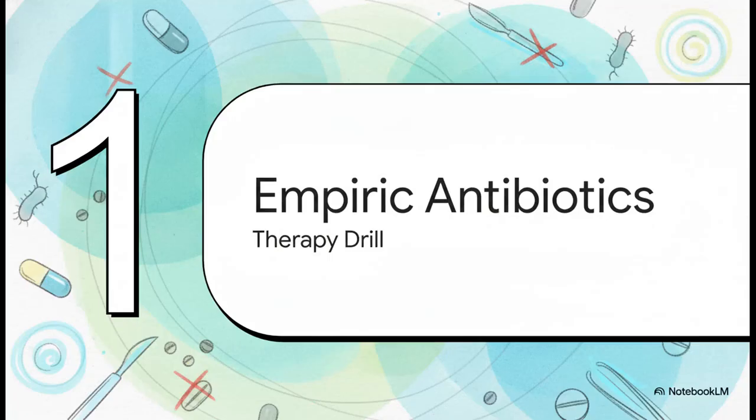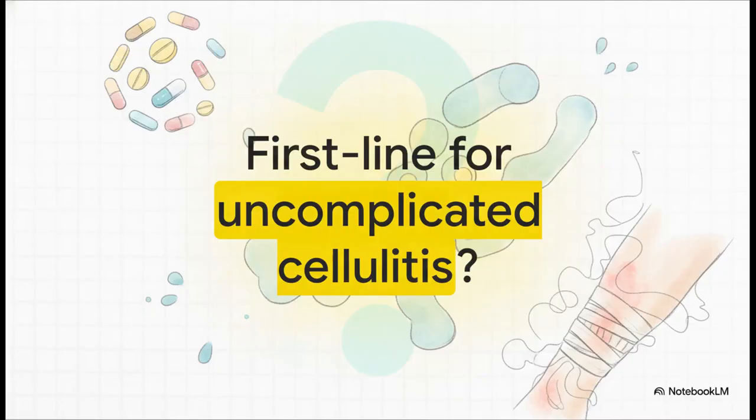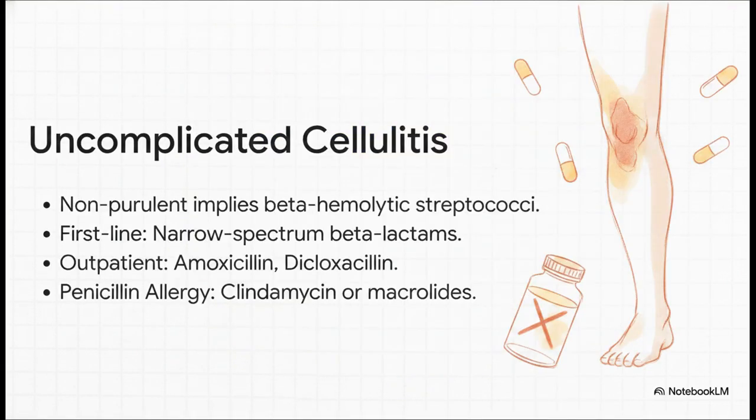Section 1. Empiric Antibiotic Therapy. Question 21. Which antibiotic class is considered first line for uncomplicated cellulitis without an associated abscess? Looking at the choices, the correct answer is A. Amoxicillin. The clinical reasoning here really hinges on the organism. Because we're dealing with non-purulent cellulitis, beta-hemolytic streptococci require narrow-spectrum beta-lactams.